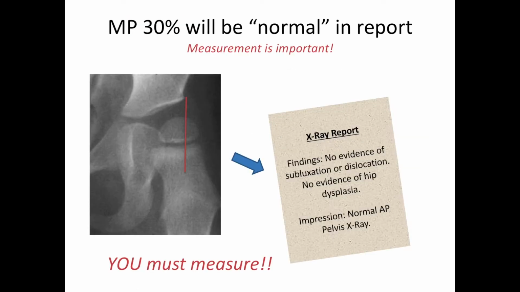Now, interestingly, if you get an X-ray and look at the X-ray report, many times if the migration percentage is around 30%, the report will look like this: no evidence of subluxation or dislocation or evidence of hip dysplasia, a normal AP pelvis X-ray. Measurement is important. You or somebody else who's qualified and able to measure and look at the X-ray must measure the migration percentage. Otherwise, the trends over time will be invisible to you.